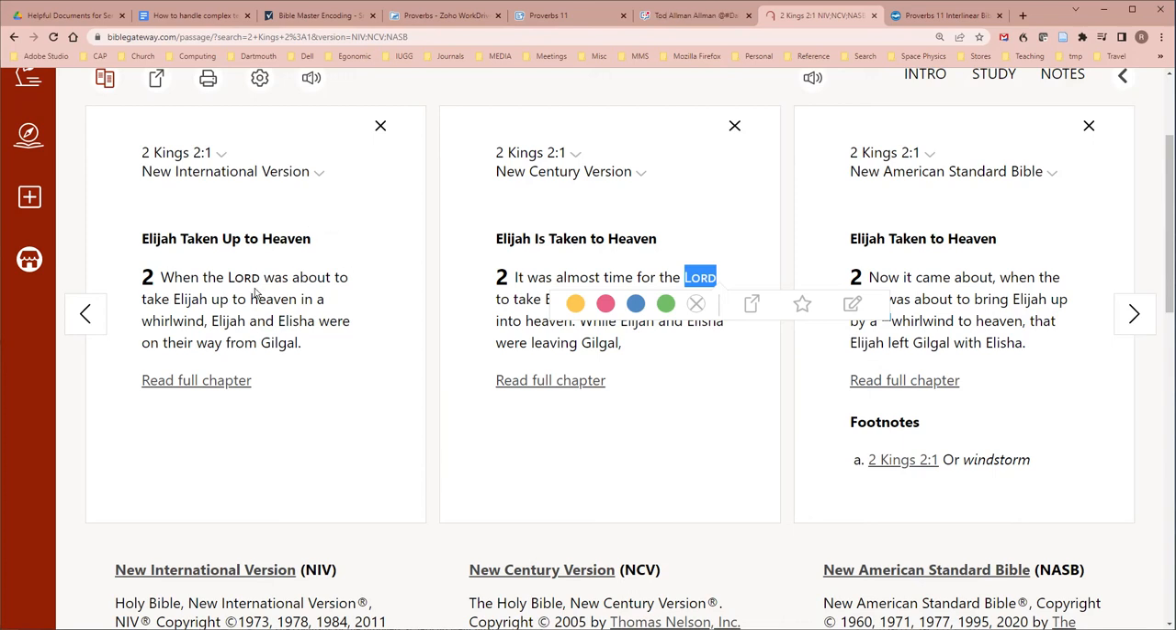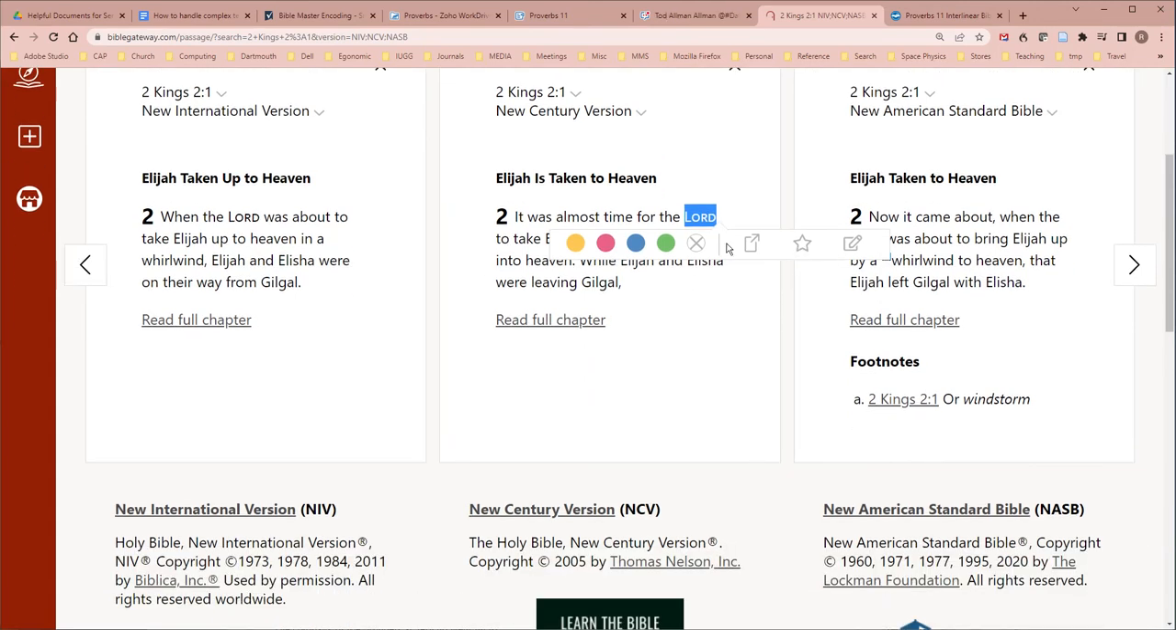Okay, so it says, when the Lord was about to take Elijah up to heaven in a whirlwind, Elijah and Elisha were on their way from Gilgal. So here it says it was almost time for the Lord to take Elijah by a whirlwind up into heaven. Then it starts the story here. So this is kind of a preface. It's telling us that what happens next happens before this happened.